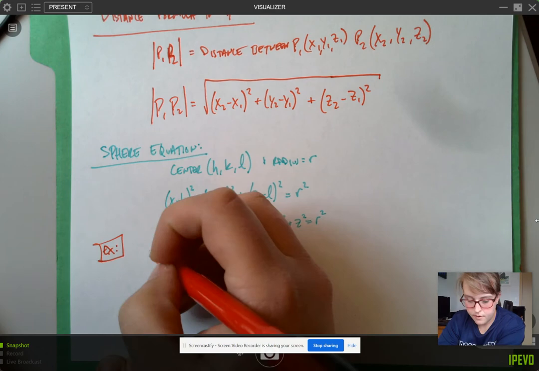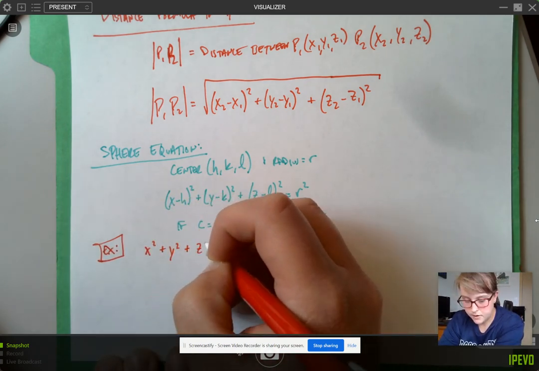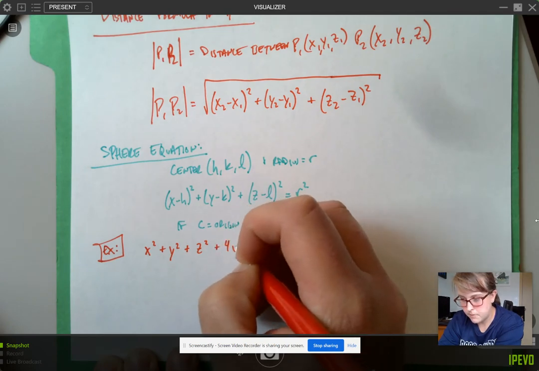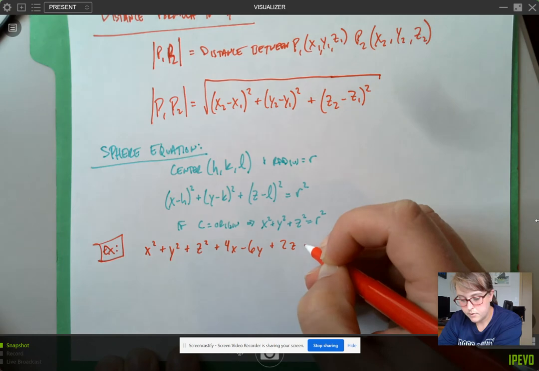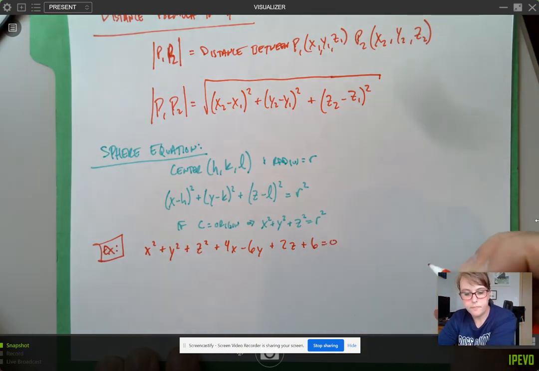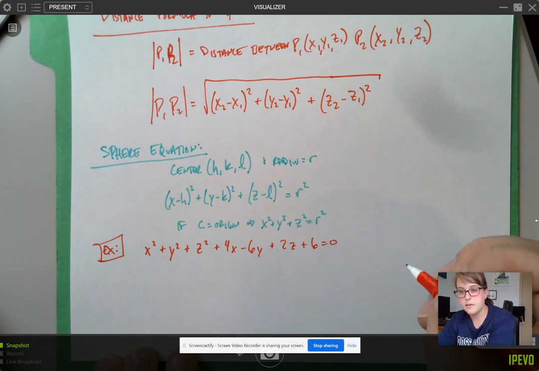We're going to be given x squared plus y squared plus z squared plus 4x minus 6y plus 2z plus 6 equals 0. And we're going to put this thing into standard form and find the center and the radius.